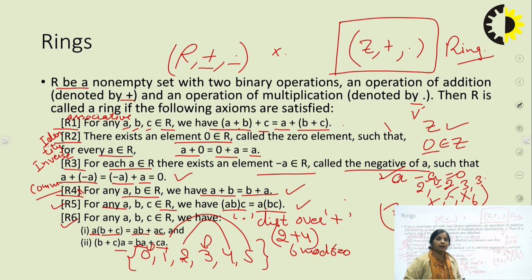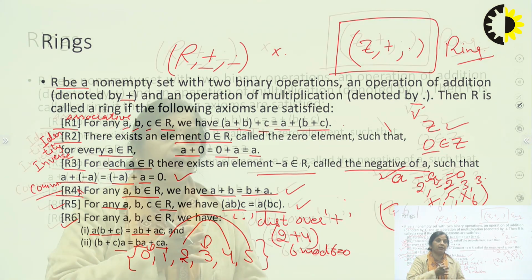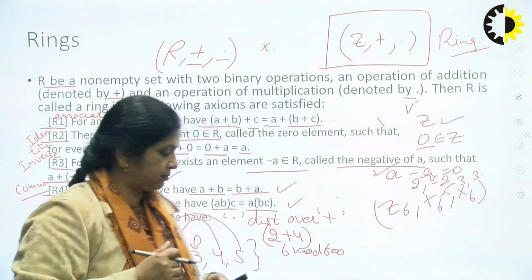If we take another set, that is the set of real numbers, in the set of real numbers also, if we take the two operations as real addition and real multiplication, that will also form a ring, because all these properties also hold for both the operations, that is addition and multiplication, with real numbers.